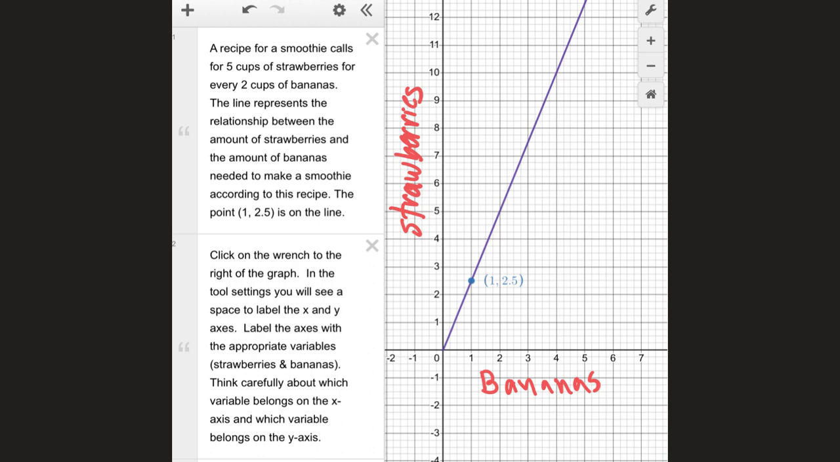Okay, so my x-axis is bananas, and my y-axis is the amount of strawberries. So if you look at the point 2,5, that is also on there. That means for every 2 bananas, there are 5 cups of strawberries. And if we were to switch that and say it's 5,2, 5,2 is not on my graph. So it has to be bananas first and then strawberries.